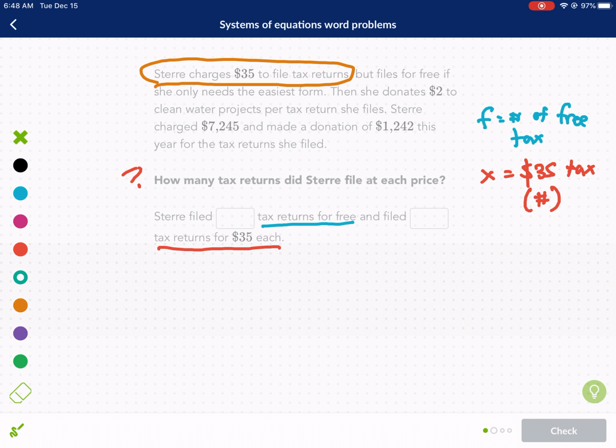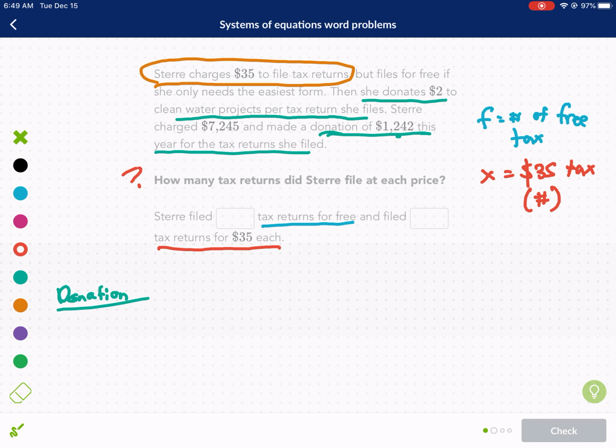The other piece of information we need is she donates $2 to clean water projects per tax return she files. So this coupled with the donation of $1,242 for the tax returns she filed. Those donations, we're going to make a donation equation. This is going to be our first equation, donation. And then we're going to have a money equation, so how much money she makes. She charged $7,245. So we'll need this piece of information also. And then free is also another piece of information. So we have our donation equation, we have our money equation.